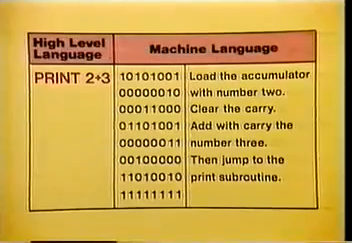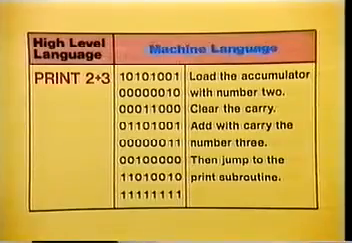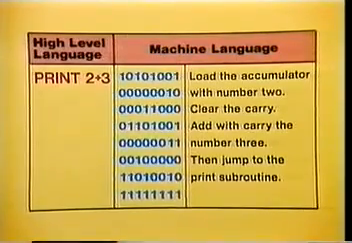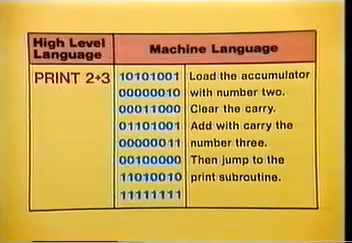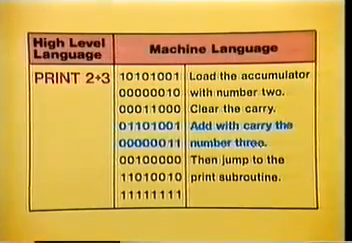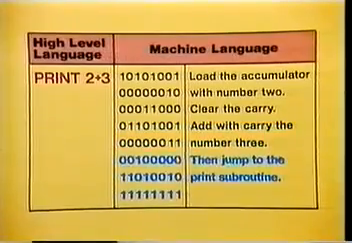In any of the programming languages, also called high-level languages, you can give the command print 2 plus 3. When this is translated into machine language, you get this in binary code, which is rather a lot to translate for print 2 plus 3. But what it's actually saying in machine terms is this: load the accumulator with number 2, clear the carry, add with carry the number 3, then jump to the print subroutine. What a rigmarole just to add a couple of numbers. And this is the only language that the computer really uses.